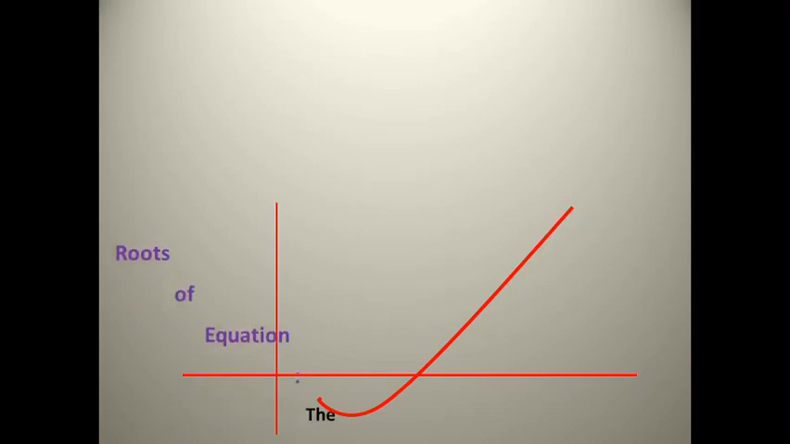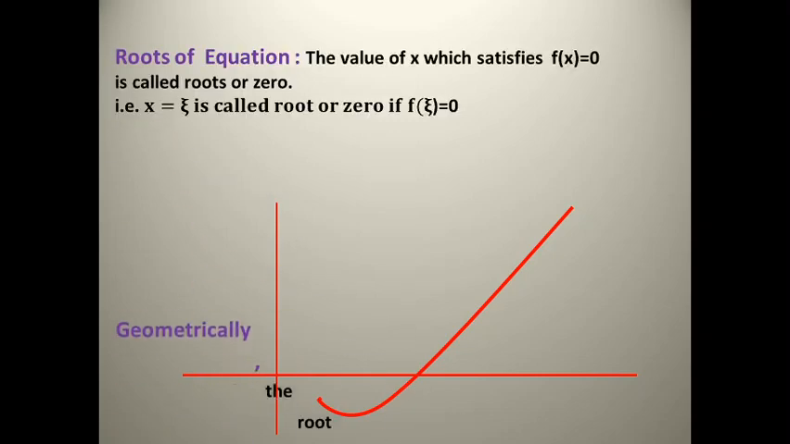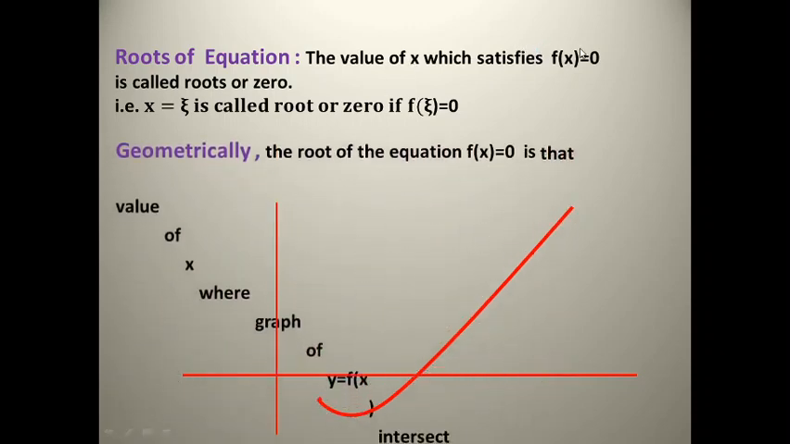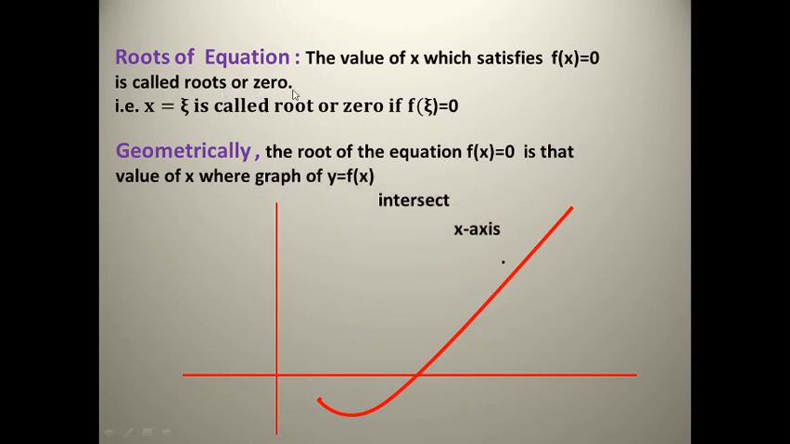Now next let us see what is meant by root of the equation. Any value of x which satisfies the equation is called a root or a zero. For example, if I wish to say x is equal to xi is a root, then we should get f of xi is equal to 0. Geometrically, a root of the equation f of x equal to 0 means that value of x where the graph of the curve y is equal to f of x intersects the x axis.